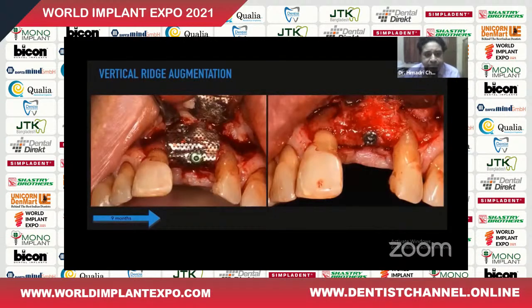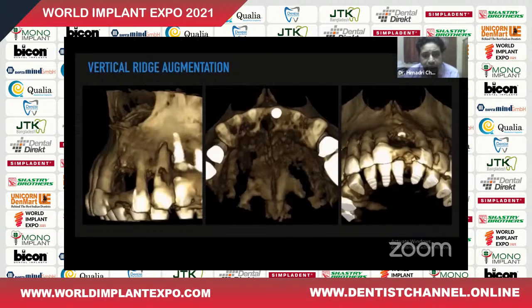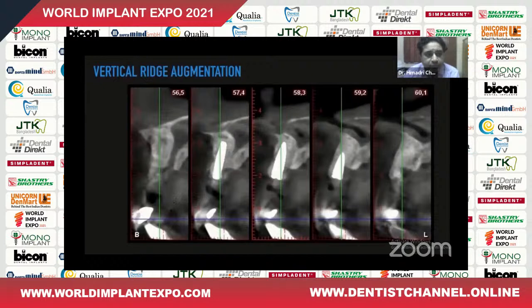So after 9 months, because it requires time, we have reopened the site. You can see quite a bit of bone formation, not only horizontally, but if you remember, the original hard tissue level was here. We have been able to form this amount of bone. Okay. So you can understand that this amount of tissue we have been able to form. Okay. So look at this. Originally, we had the deficiency up to here. So we have been able to gain this amount of tissue, which is quite good for the vertical augmentation.